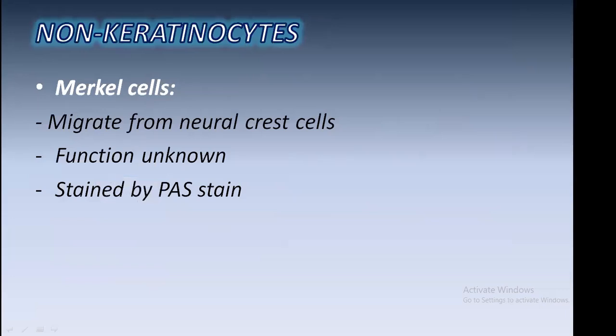Non-keratinocytes, the last type is Merkel cells. Merkel cells again migrate from the neural crest cells. Their function is undefined. They are stained by the PAS stain.